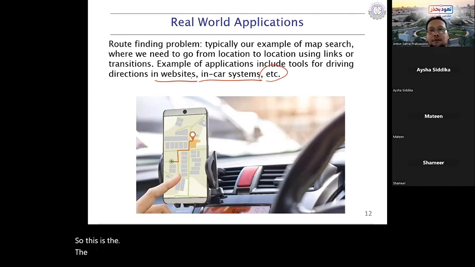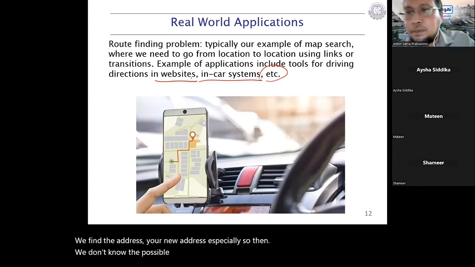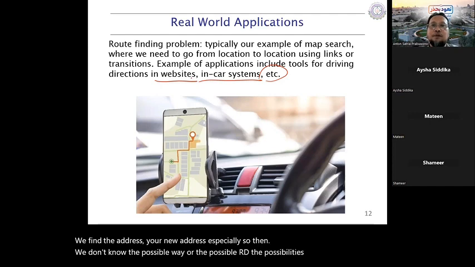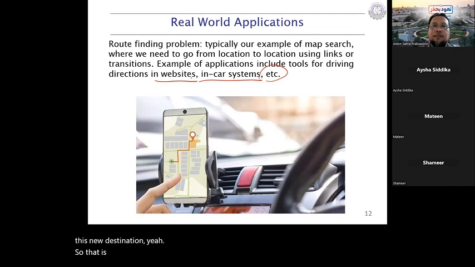I think we all have this application in our smartphones. So we usually use it to find the road, the way, when we look for a new address especially. We don't know the possible ways or roads, the possibilities to reach this new destination. So that is one real world application.